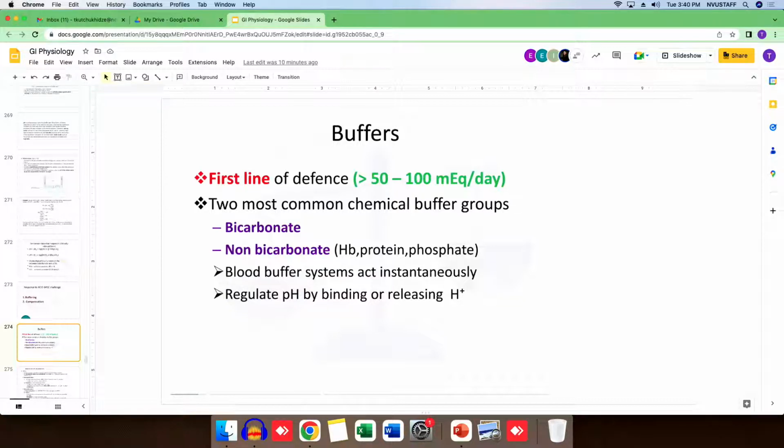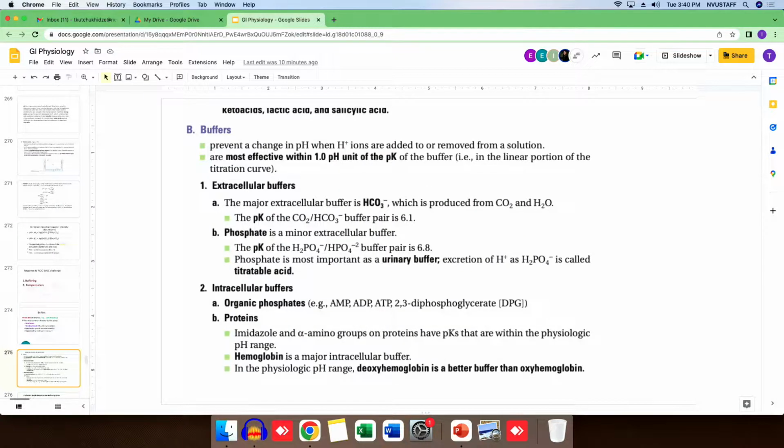And blood is the most common buffer system because there we have almost everything. It also regulates the pH by binding and releasing H pluses from the hemoglobin and the carbonate. When we want to check and change the pH, we use the buffers. Most effective buffers are within 1.0 pH unit of the pK.